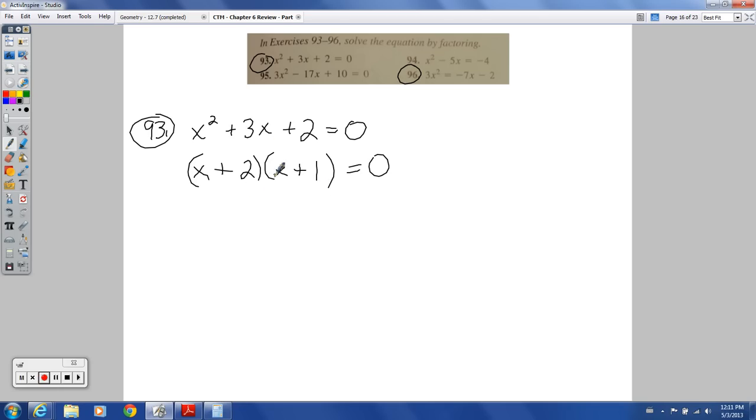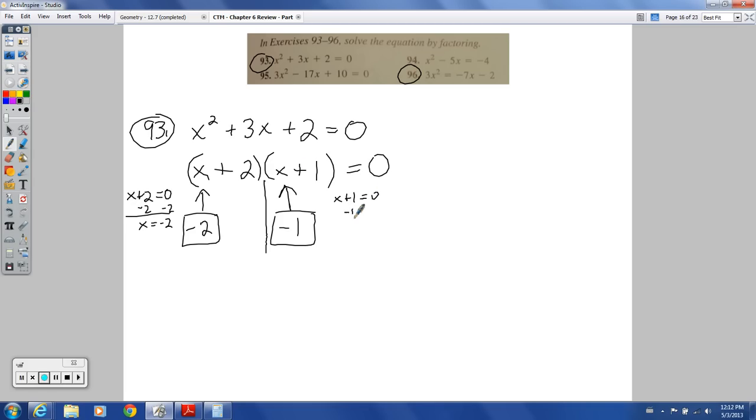2x and 1x for 3x total for my outside and inside pieces of FOIL. That worked out. So the thing that's going to make this true, this number would have to be negative 2 to make this part equal to 0, which would make the whole thing equal to 0. And this part would have to be negative 1 to make this part equal to 0, which would also make the whole thing equal to 0. So your solutions here should be negative 2 and negative 1. And if that wasn't making sense, remember you can say x plus 2 equals 0, solve for it like that. And you can do the same thing over here. Set each factor equal to 0 and solve for it like that.